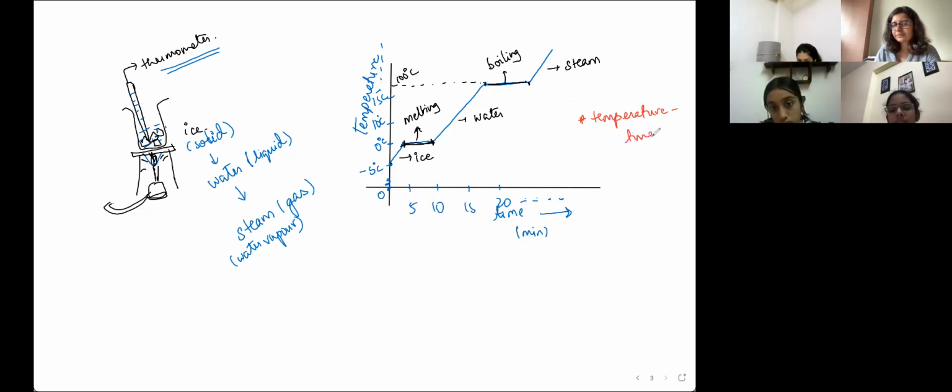Temperature time graph. Pretty obvious, right? We are looking at the relation between temperature and time. Like as time goes by, temperature kaise change ho raha hai. It's a temperature time graph. And this is what is happening here.